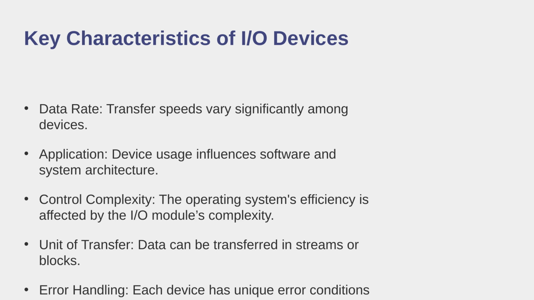Next, consider the application of these devices. For instance, a high-speed network card might be optimized for data-intensive tasks like video streaming, whereas a keyboard is designed for minimal data transfer needs. Software must be tailored to the specific capabilities of these devices, impacting overall system design.